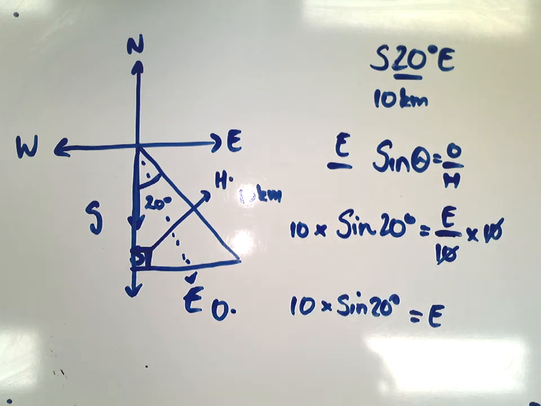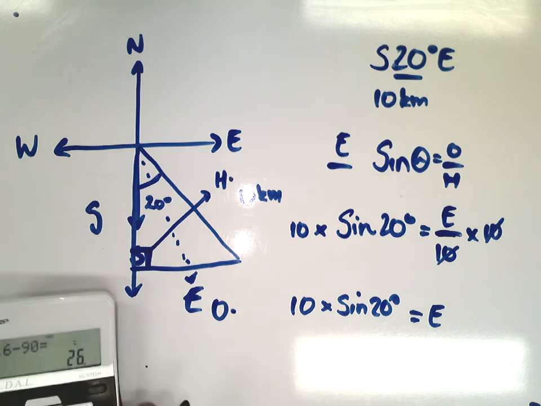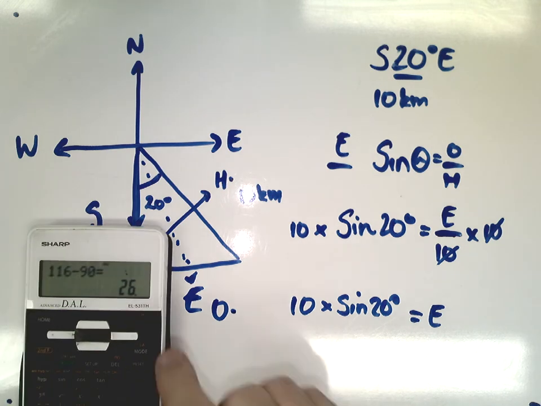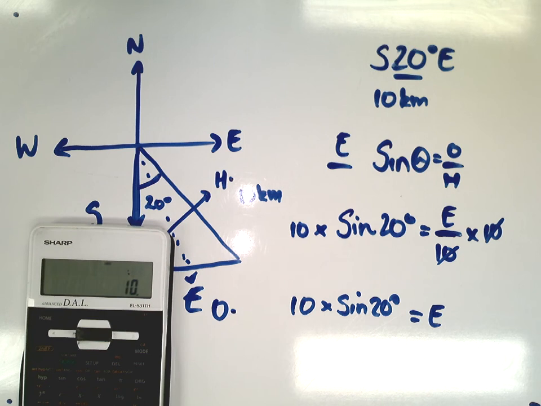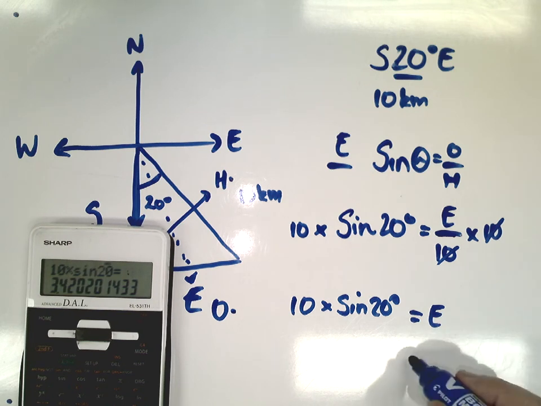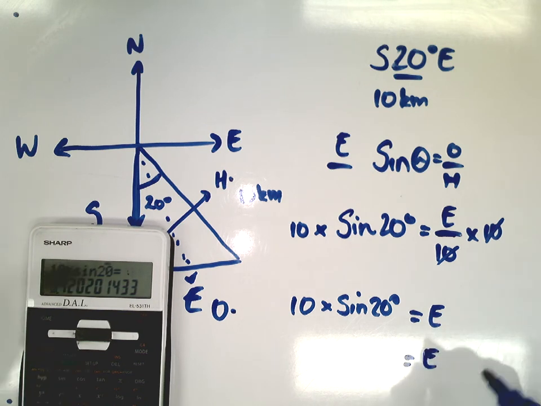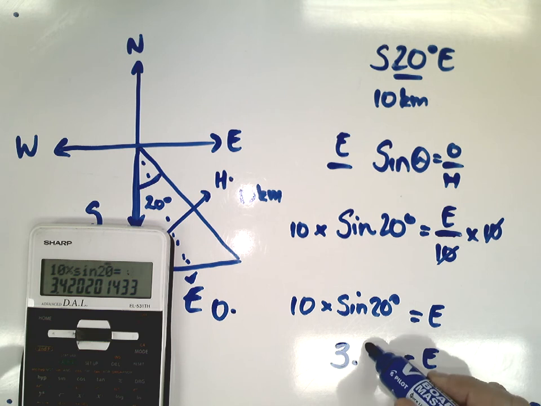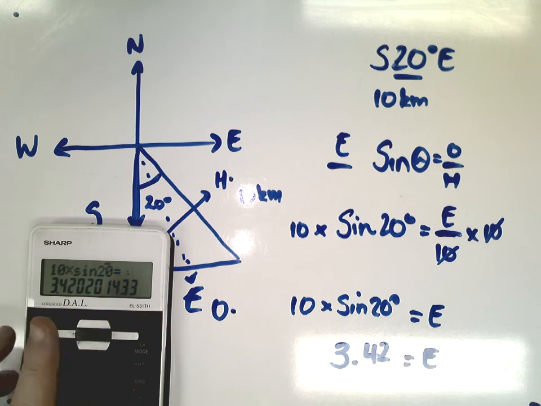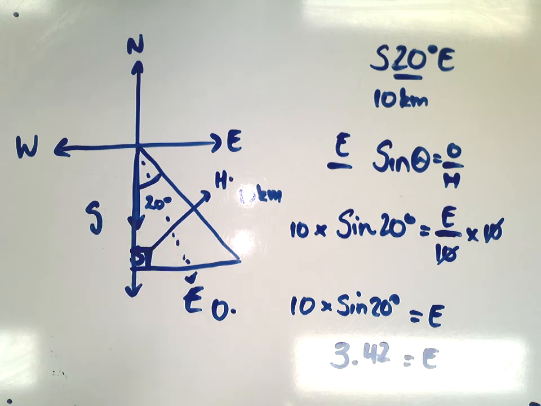Now I'm just going to borrow quickly a calculator. Here it is. I'll put it up here so you can see what I put in. So we need 10 times, now we find our sine button, sine, and of course it's 20 degrees. 10 times sine 20 degrees is going to give us 3.42. So Elliot has travelled 3.42 kilometres to the east. So we've worked out the east.